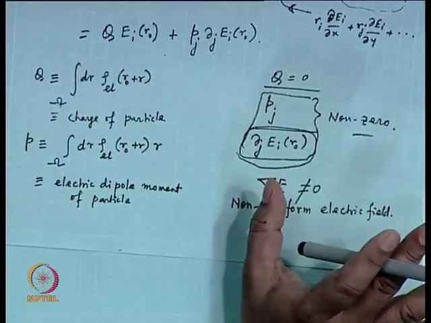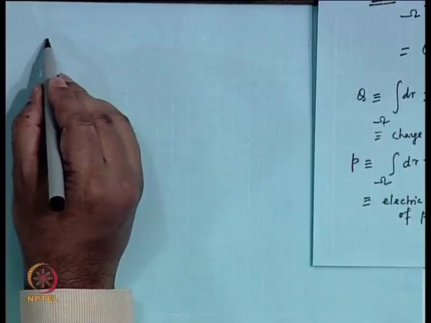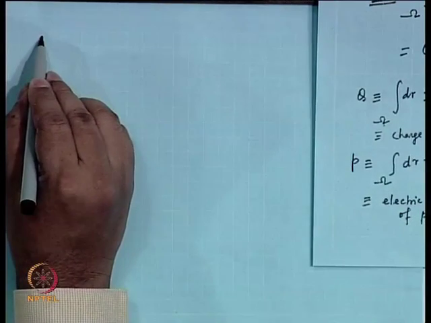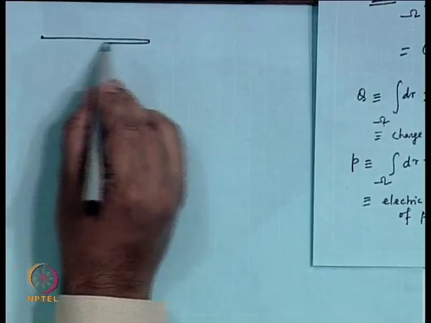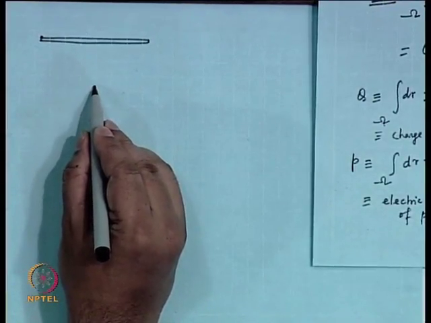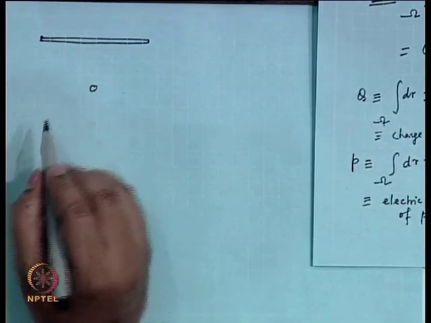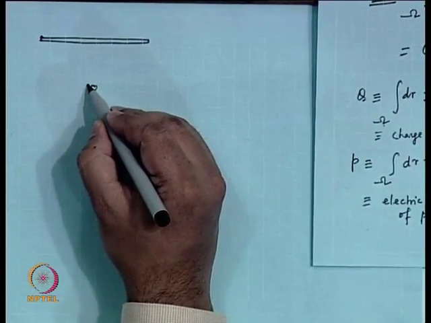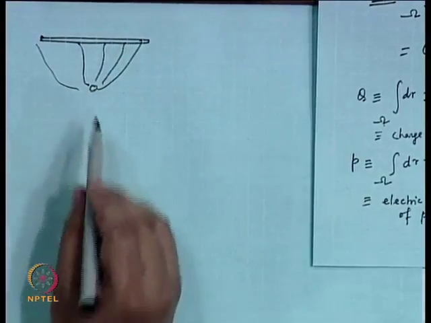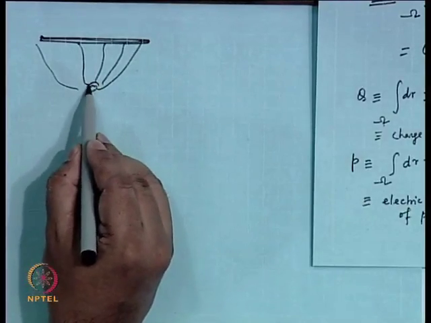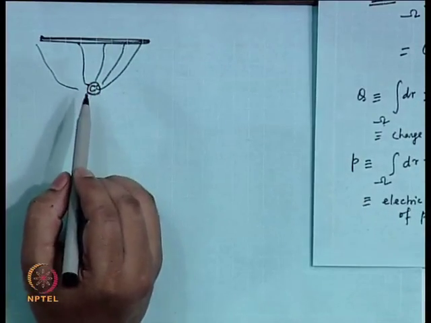In DEP you will always find two electrodes. One electrode would be a planar electrode, and another electrode would be a point electrode. So, these would be the lines. This is the planar electrode, and this is the point electrode, and that is how you create this non-uniform electric field.